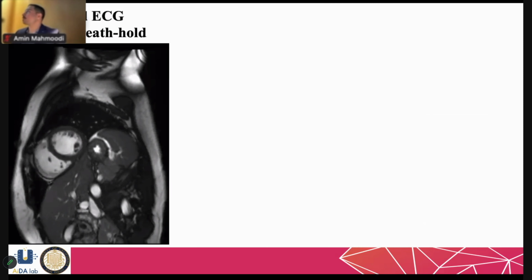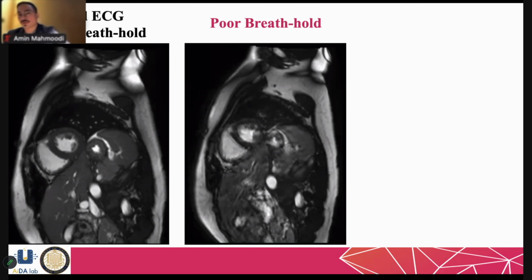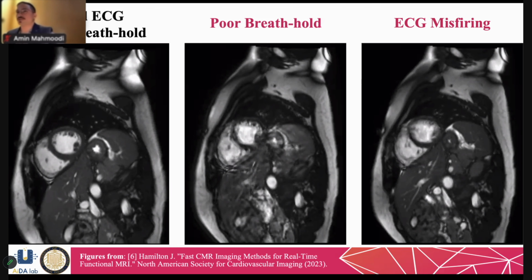Here's good breath hold, good EKG gating cine. And for all of these images, I'm using the steady state free precession pulse sequence for bright blood to show the difference between myocardium and the volume of blood. Here's what poor breath holding would look like. This is when a patient is not able to hold their breath. And here's when the ECG itself is misfiring or the leads are misplaced.